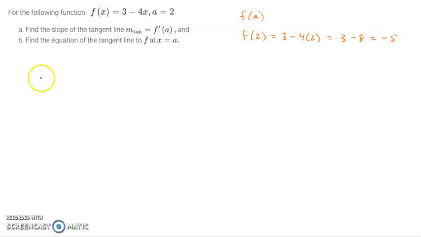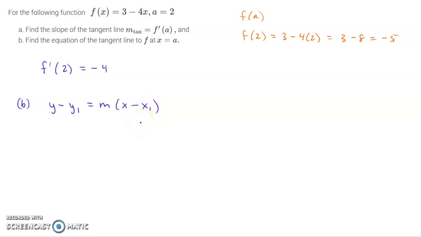Let's go ahead and take a look at part B. We still have our information from what we found in part A. Remember that f prime of 2 turned out to be negative 4. So if we're looking at part B, we want to find the equation of the tangent line to f at x equals 2. If we're finding the equation of this tangent line, we're going to use our point-slope formula. Recall that that was y minus y1 equals m times x minus x1.